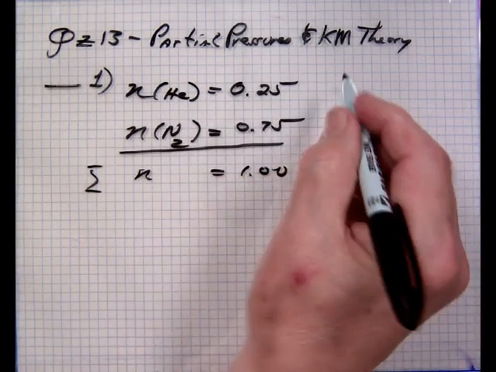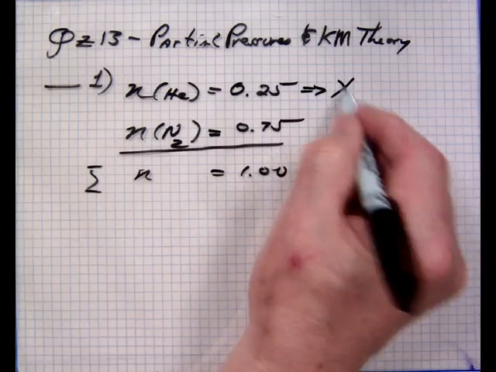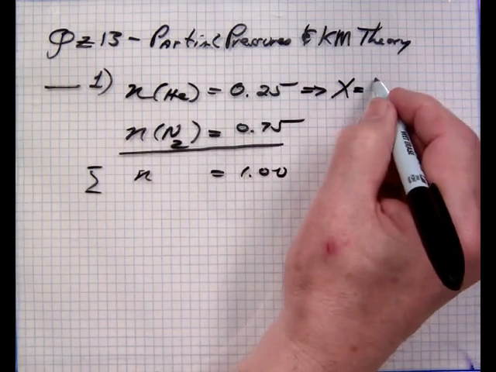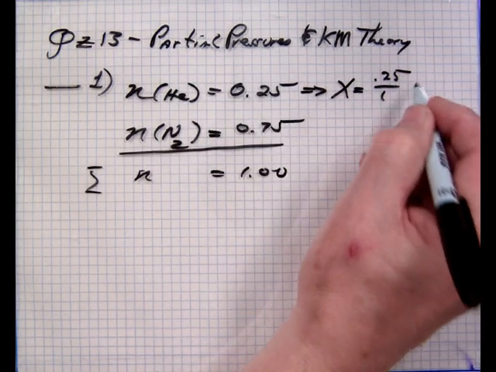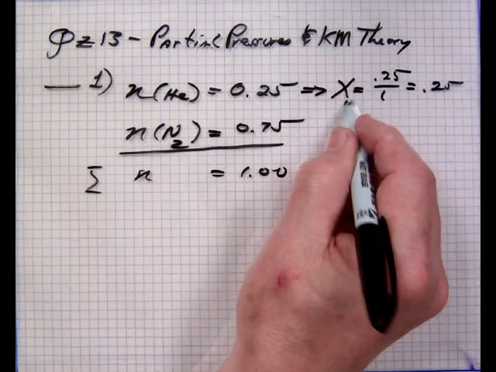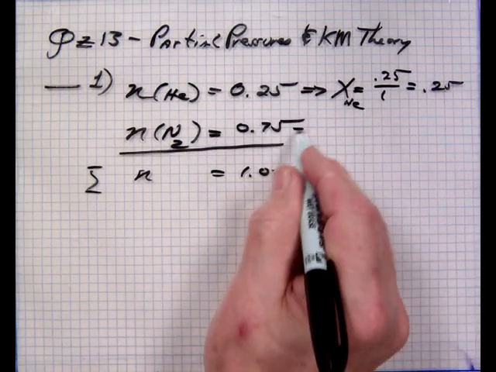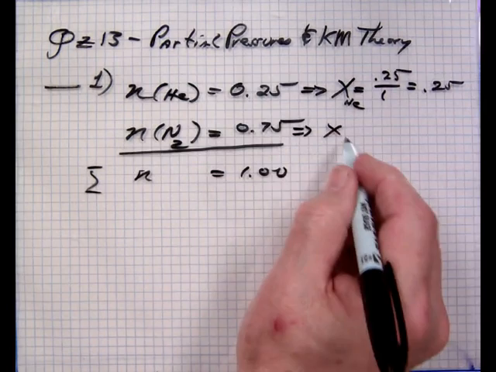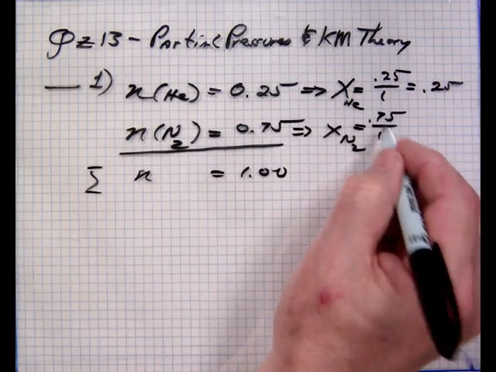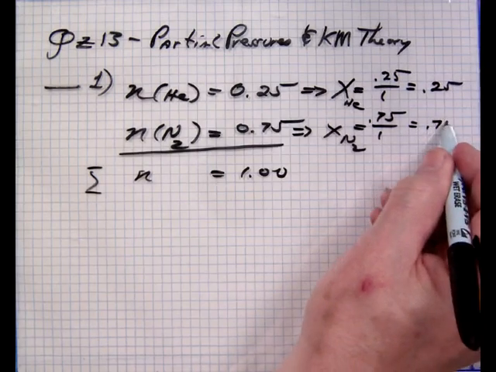Then we calculate mole fraction. Mole fraction is 0.25 over 1, which is equal to 0.25. And that was for helium. And then we calculate the mole fraction for nitrogen, and that's 0.75 over 1, and that's 0.75.